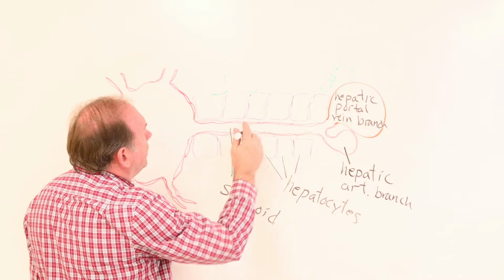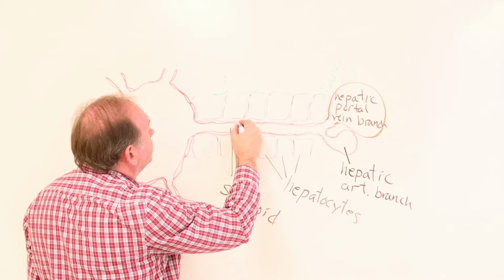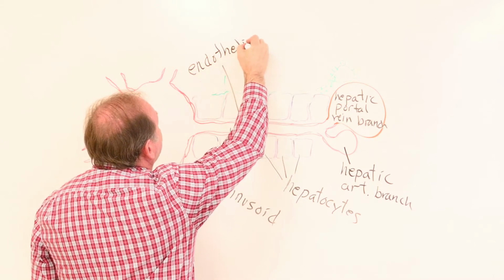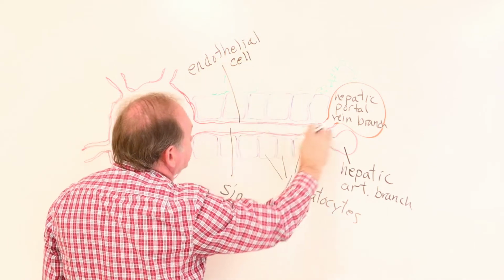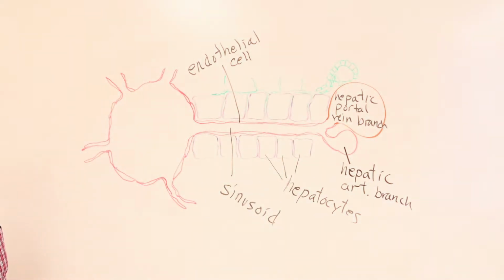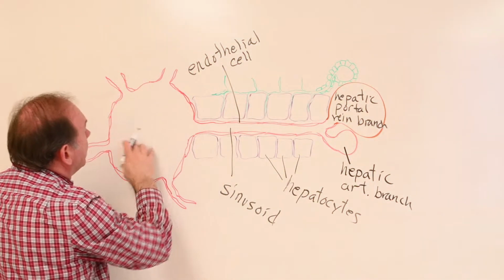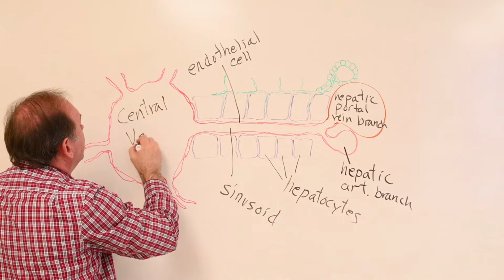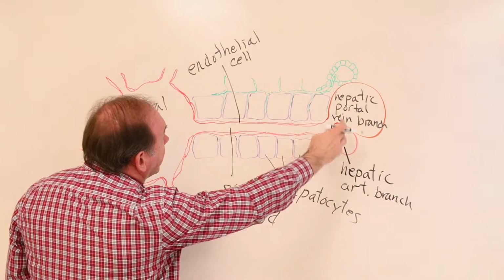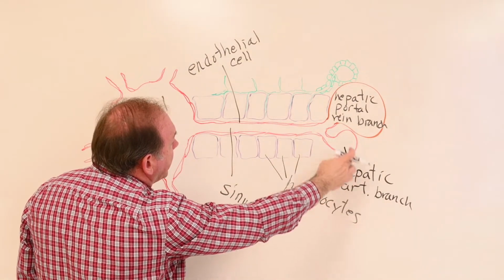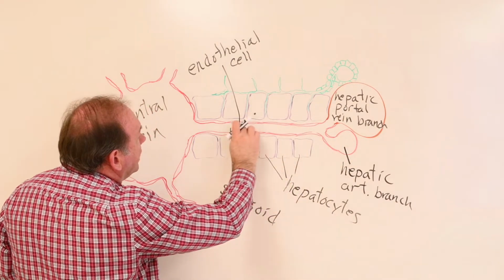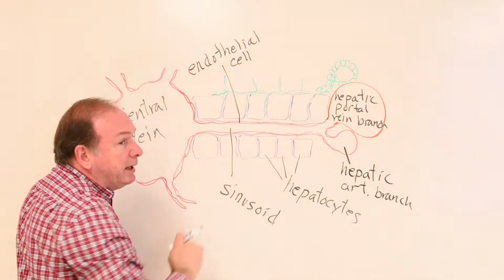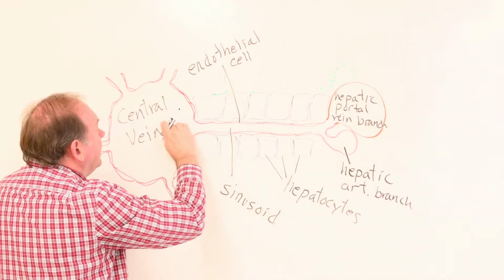Along that sinusoid on the walls, we have endothelial cells, so that's an endothelial cell there. Those simple squamous cells that line our blood vessels. And this large space here is referred to as a central vein. So blood travels from the hepatic portal vein branch and the hepatic artery branches, those small branches, into these small vessels called sinusoids that run through between plates of hepatocytes and empty into central veins.